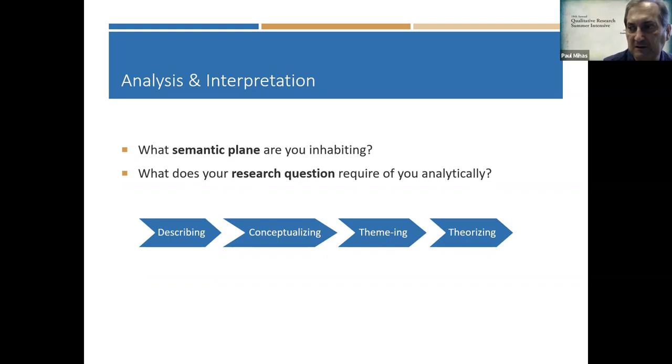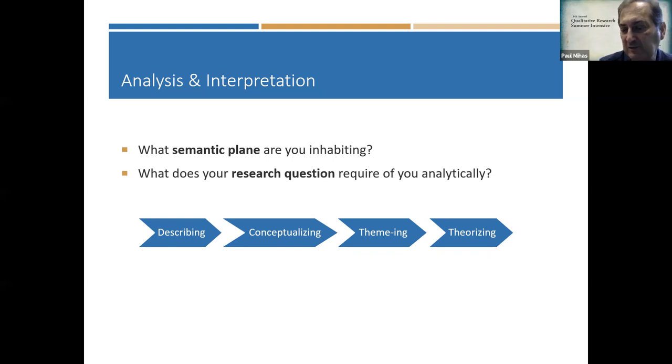And I talked about the semantic plane earlier with design, but it really comes into play and into the foreground in analysis. When we think about the task of describing what's happening in the data, taking inventory, describing is really looking at the who, what, where, and when of data. But then we might move into more conceptualizing, where we're getting more abstract, moving up the conceptual ladder, as it were. We might move from conceptualizing to theming or thematizing data.